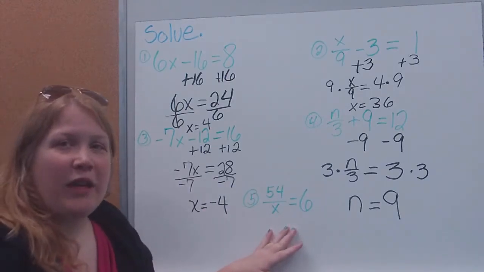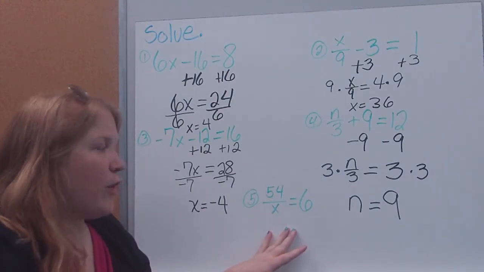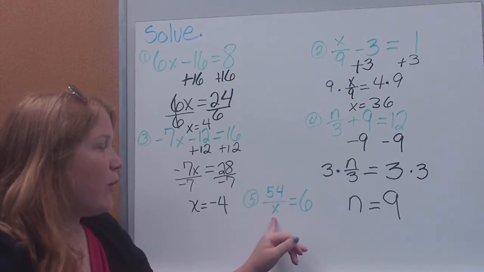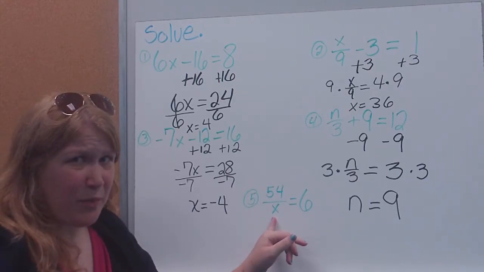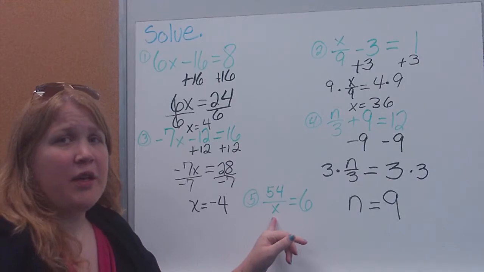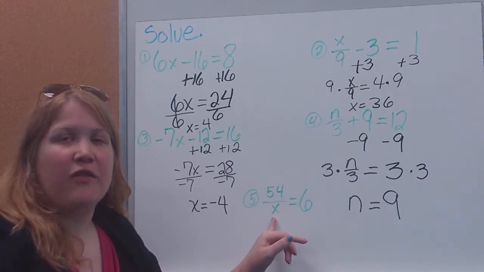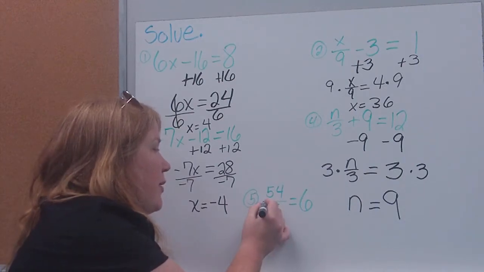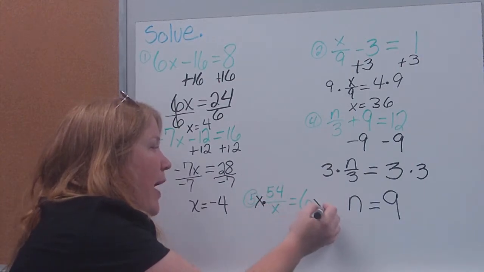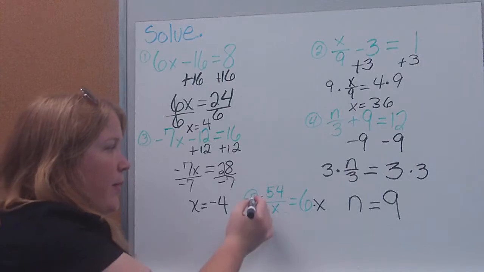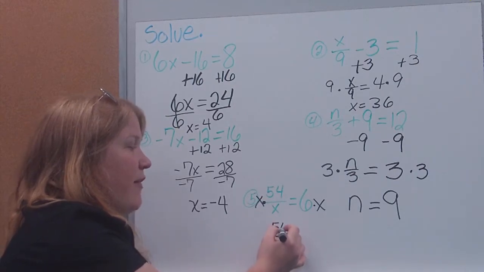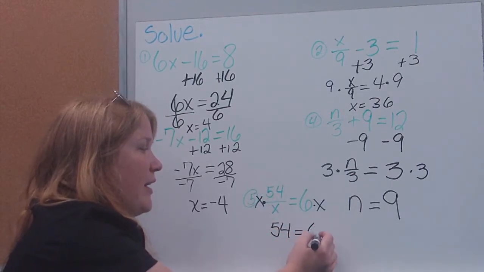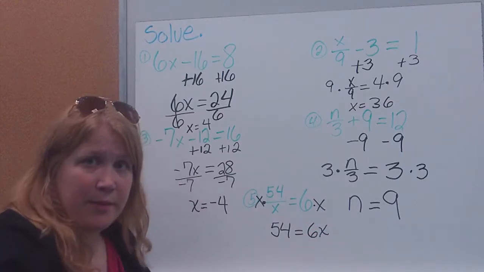Now if you look at this one down here, this looks a little more like the one-step equations that we've done before. But what you'll notice is what we're dividing by is x. We're not dividing by the number. So this is still a two-step equation. The first step is going to flip x over to the other side. So what I'm going to do is I'm going to multiply both sides by my variable. Because my x's cancel, then I'm left with 54 on this side is equal to 6 times x.